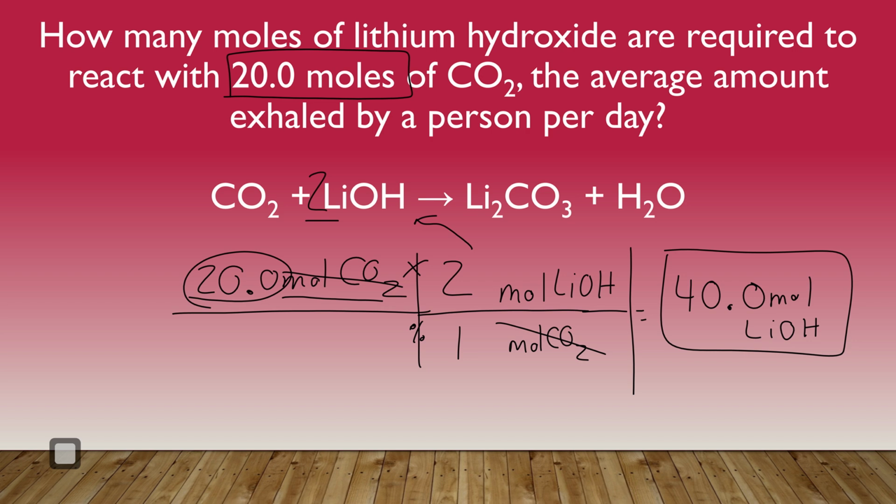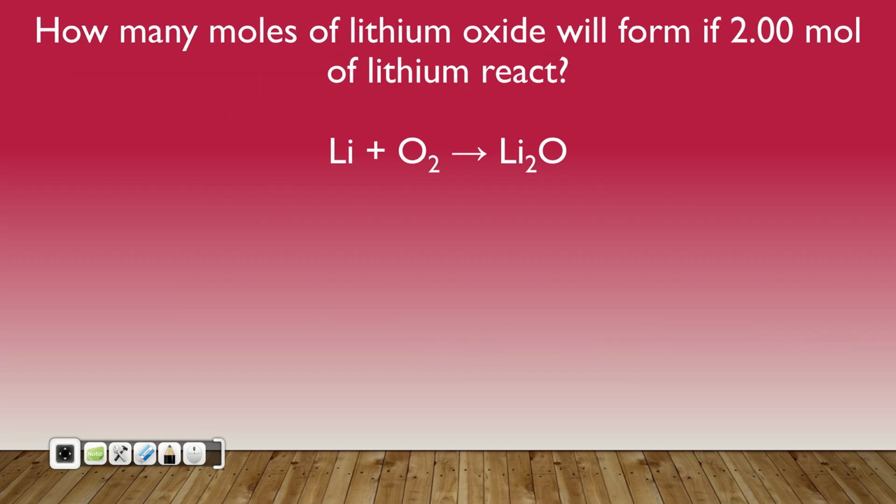Again, I would absolutely recommend that you write out the chemical. All right? So there we go. So again, where did the 2 and the 1 come from? They came from the balanced chemical reaction. So let's try another one.